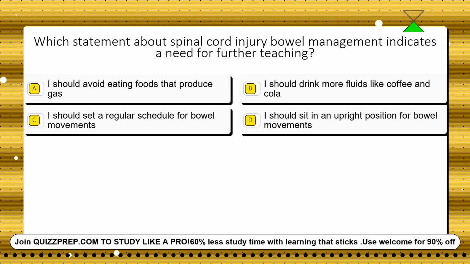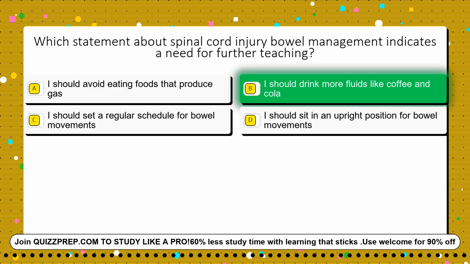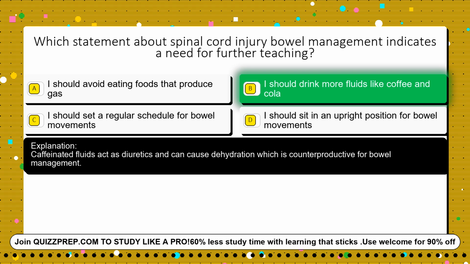Question 90. Which statement about spinal cord injury bowel management indicates a need for further teaching? Option A, I should avoid eating foods that produce gas. Option B, I should drink more fluids like coffee and cola. Option C, I should set a regular schedule for bowel movements. Option D, I should sit in an upright position for bowel movements. The correct answer is option B, I should drink more fluids like coffee and cola. Caffeinated fluids act as diuretics and can cause dehydration, which is counterproductive for bowel management.